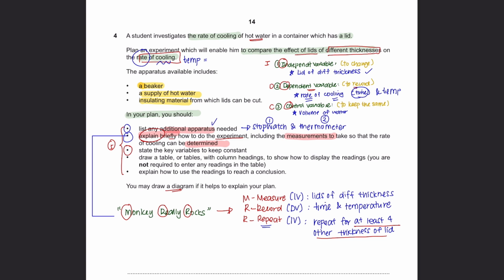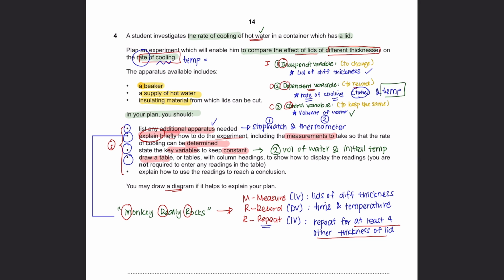Now bullet point 3. State the key variables to keep constant. When you are asked to state the key variables, please mention at least 2 key variables to keep constant. We already have the first one here, which is the volume of water. And for the second key variable to keep constant, you should ensure that the initial temperature of the hot water is always the same. If you have any other answers, just leave them in the comment section below and I will check them for you. Alright, done. Moving on to the 4th bullet point.